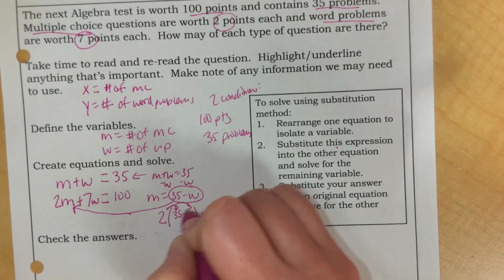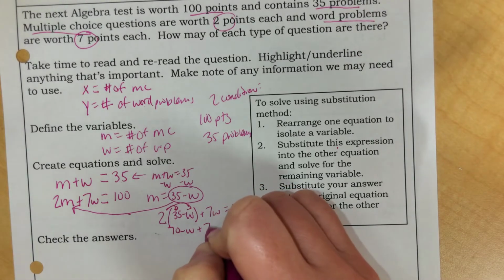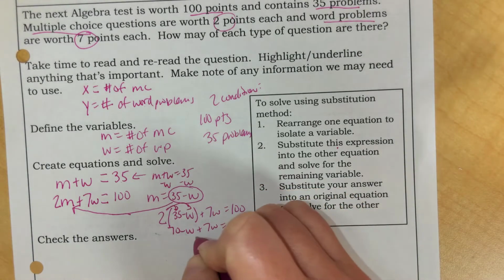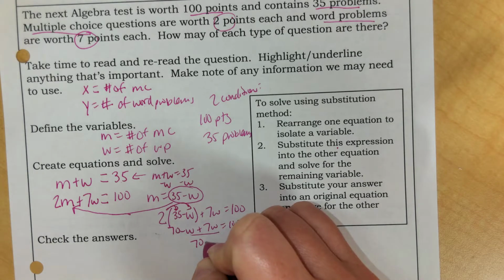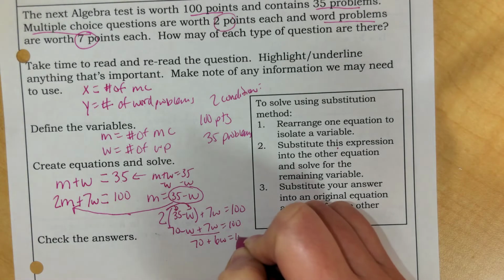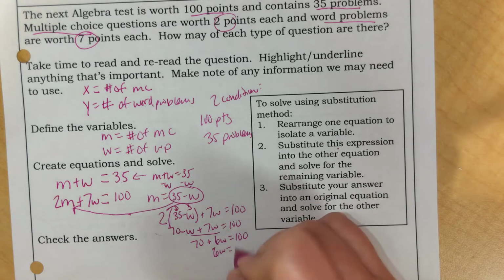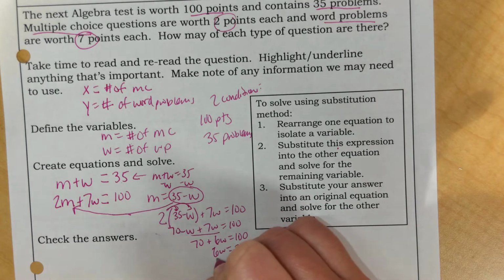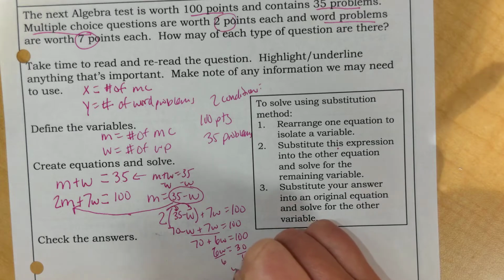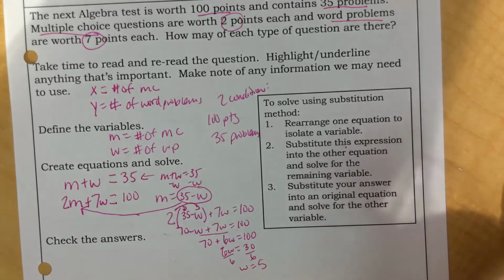So I can distribute. I get 70 minus w plus 7w is equal to 100. I can combine my like terms. 70 plus 6w is equal to 100. I can subtract the 70, I get 30, and I can divide by 6, and I get that there are 5 word problems.